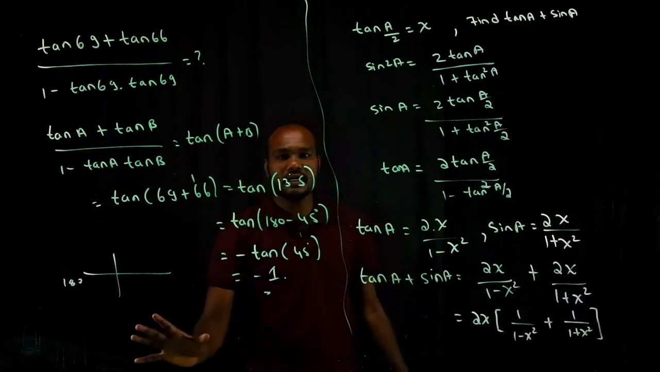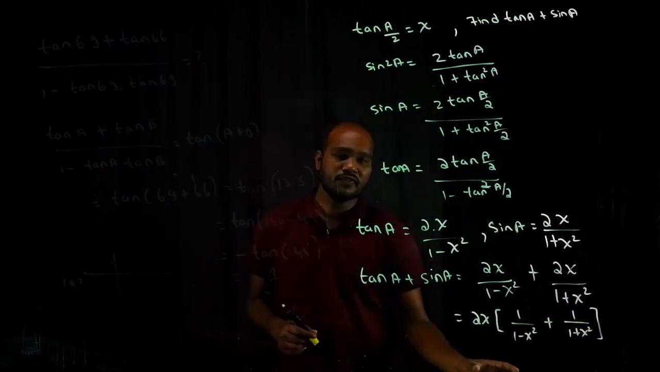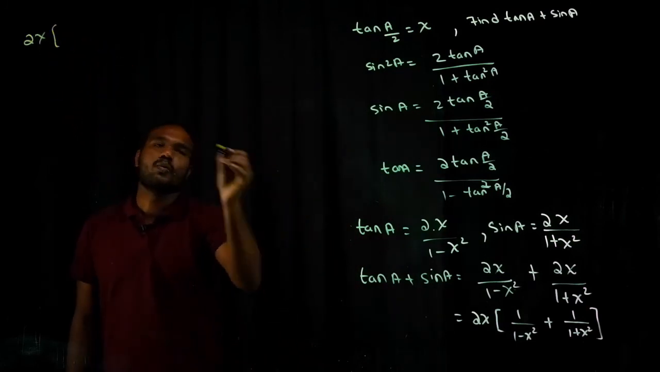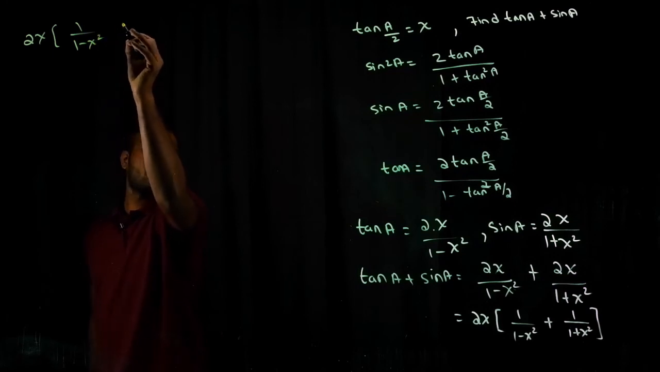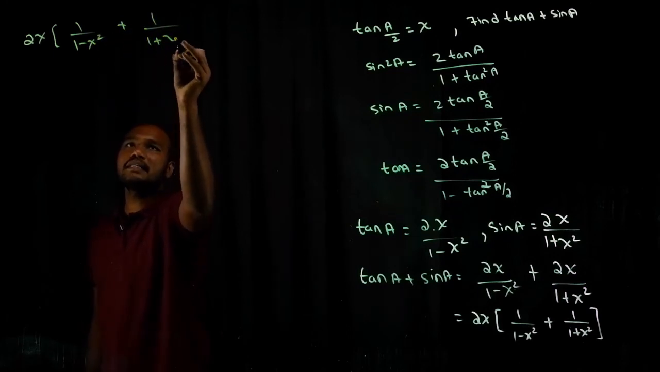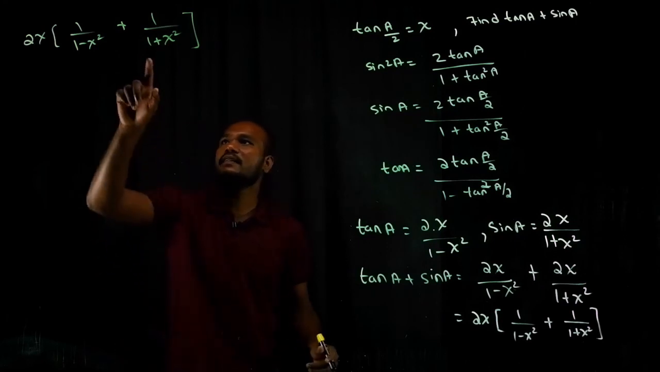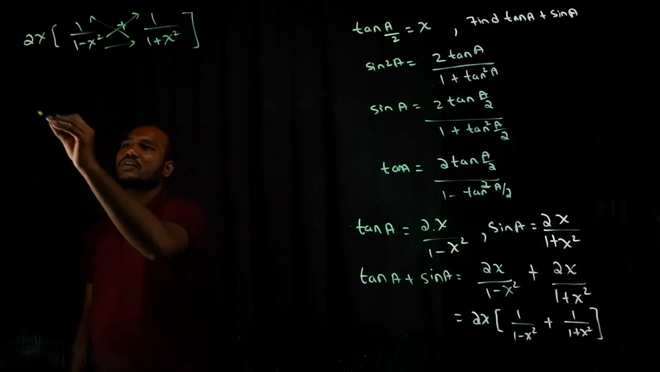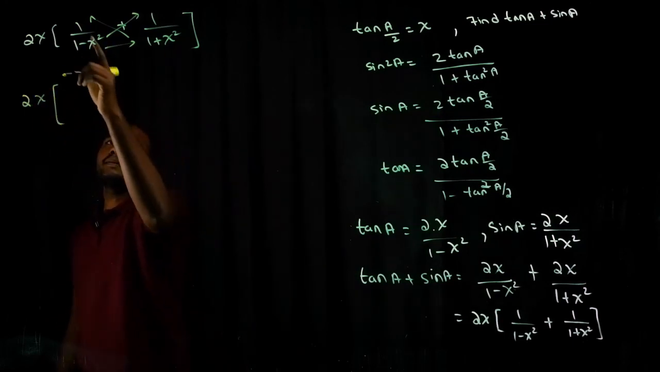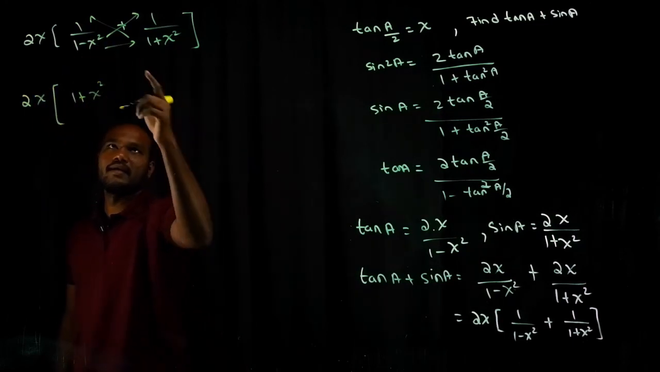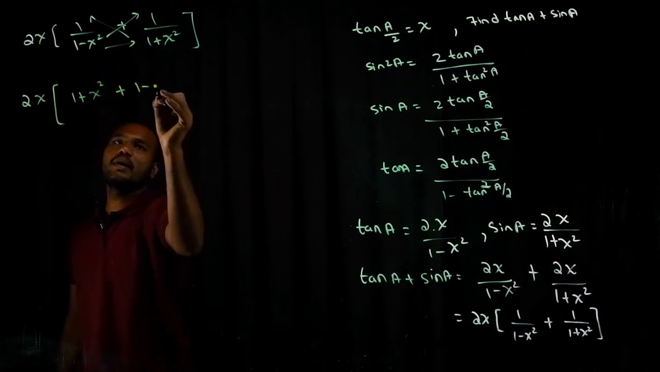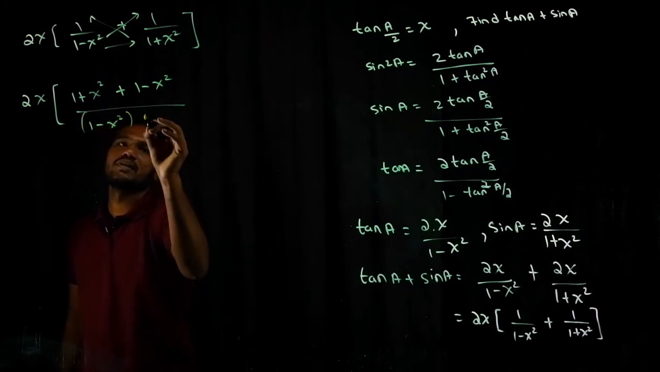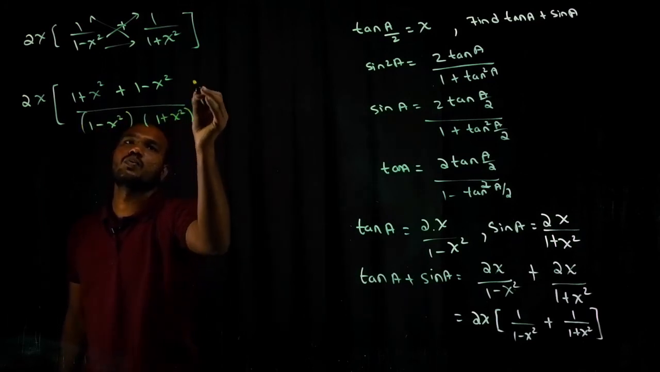We'll erase this part and continue. So let's continue from the last part. This part is 2x times 1 by 1 minus x square plus 1 by 1 plus x square. Let's take an LCM. How to take an LCM? This into this, this into this, this into this. So this is 2x times 1 plus x square plus 1 into 1 minus x square, divided by 1 minus x square times 1 plus x square.